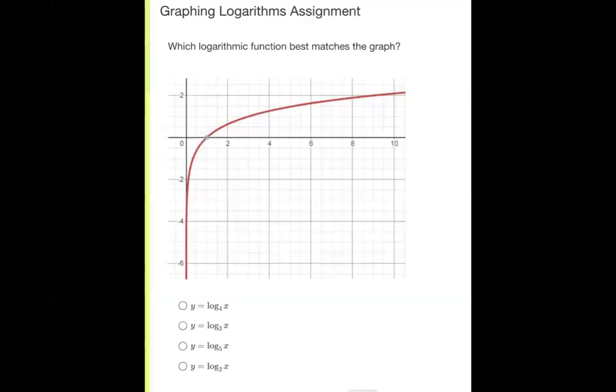And then here, we want to know which one best matches it. So we're going to look right here where y equals 1. We're going to go across and see where does it hit. What is x where it hits? And x is 3. So that means it's log base 3. So that's your winner, winner, chicken dinner right there.